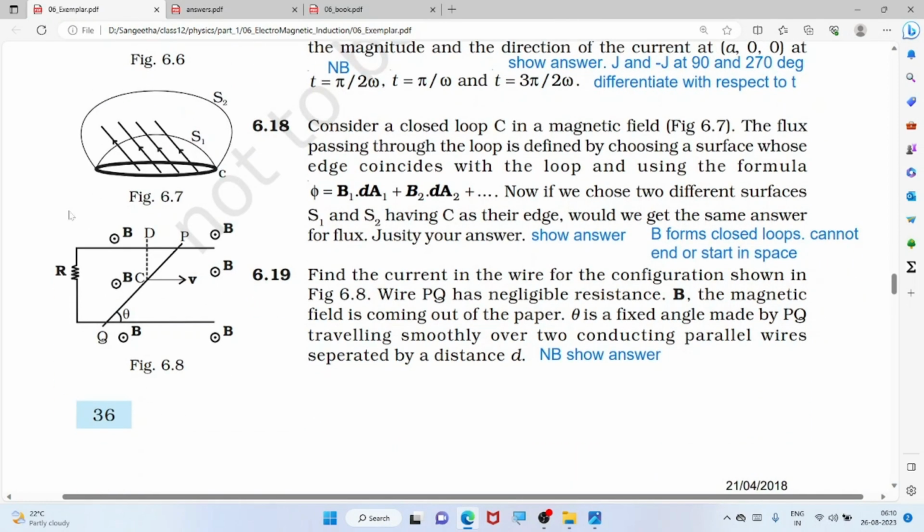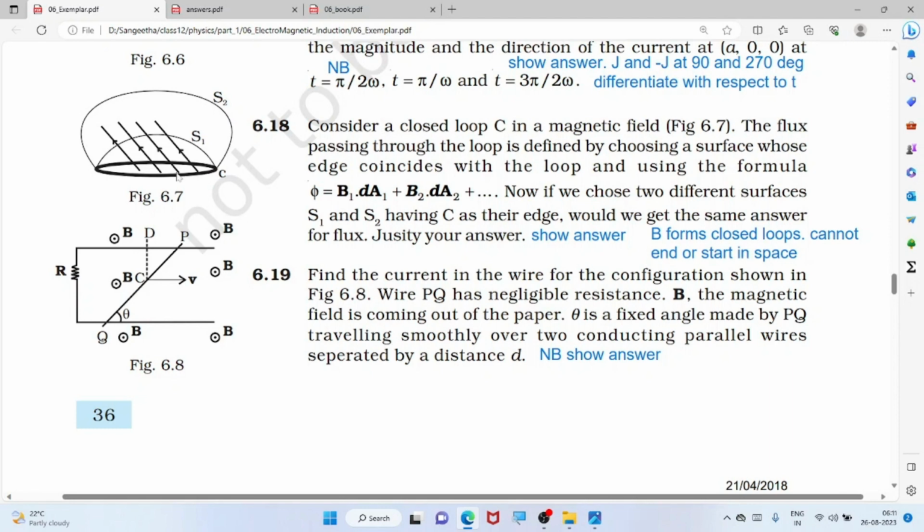Consider the closed loop in the magnetic field, see this figure. The flux passing through the loop is defined by choosing a surface whose edge coincides with the loop. Because it is a variable area in the magnetic field, you have to add the flux through the different area elements. Now if you choose two different surfaces having C as the common edge, would we get the same answer for the flux? Justify.